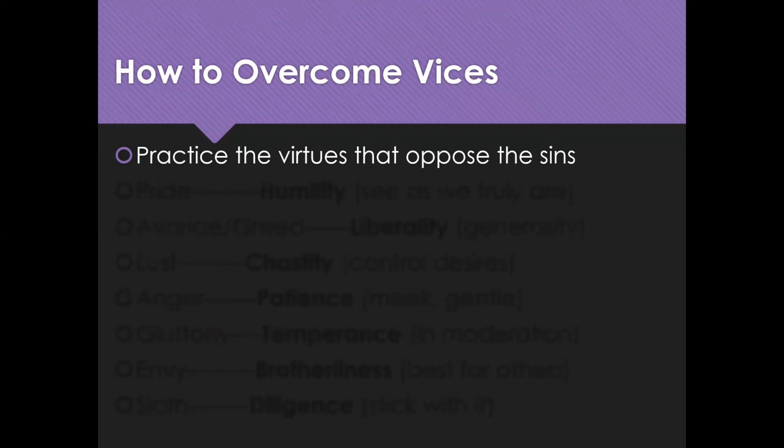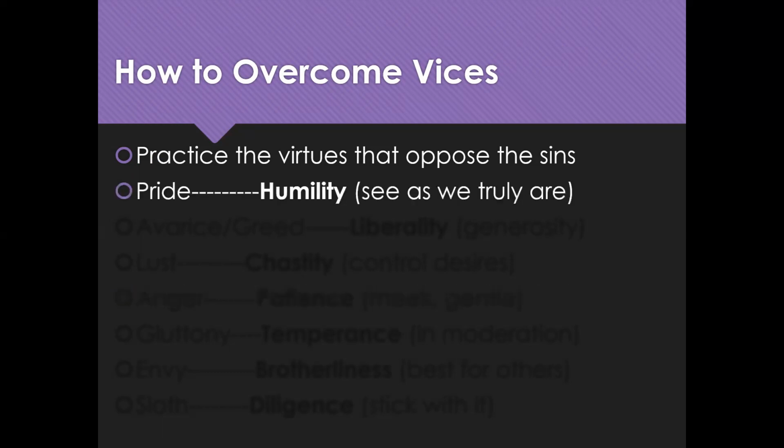So how to overcome these vices. Let's look at it. Practice the virtues that oppose the sins. So first one, pride. The opposite virtue is humility, because it sees us as we truly are. It's not putting ourselves down. A lot of people think that to combat pride, you have to say negative things about yourself or put yourself down. No, it's just seeing us for where we are and not gloating about our gifts or making others feel bad if they don't have things that we have.